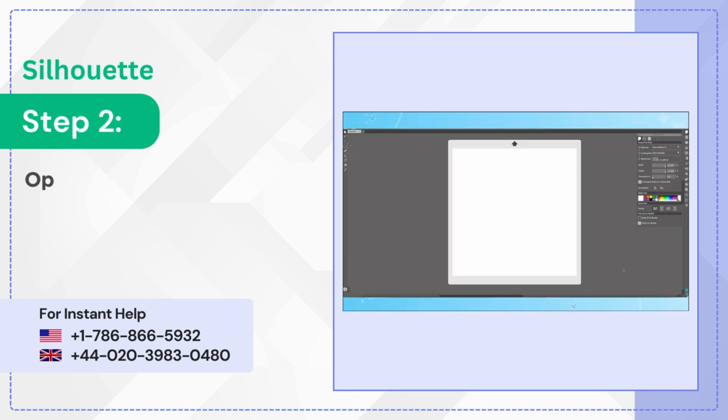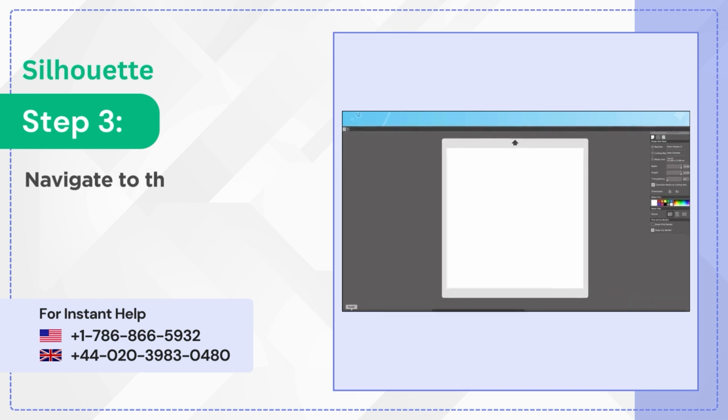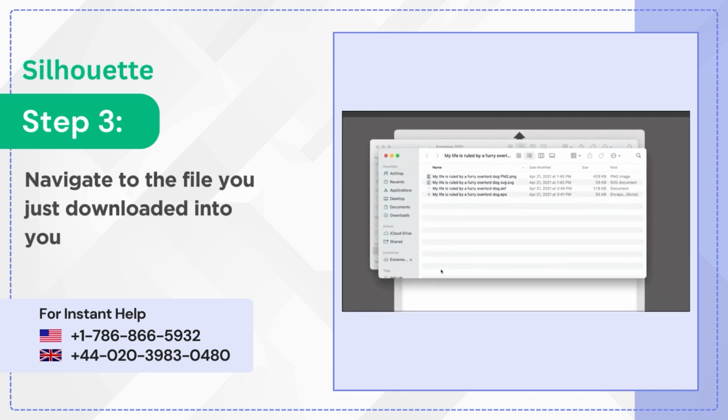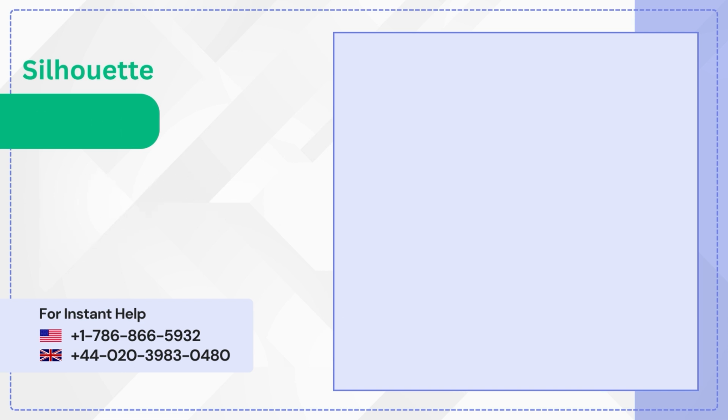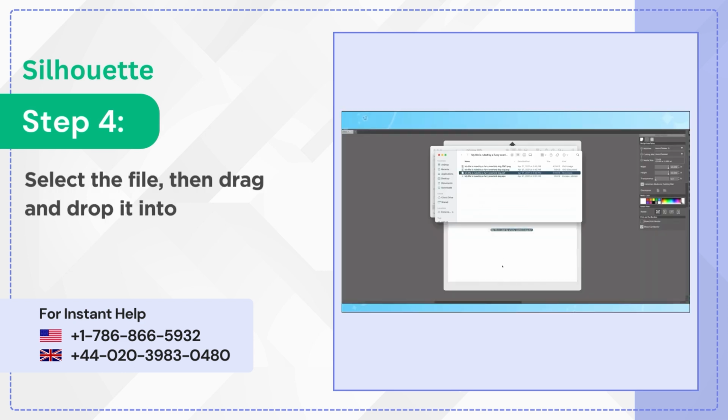Step 2. Open Silhouette Studio. Step 3. Navigate to the file you just downloaded into your system. Step 4. Select the file, then drag and drop it into Silhouette Studio.